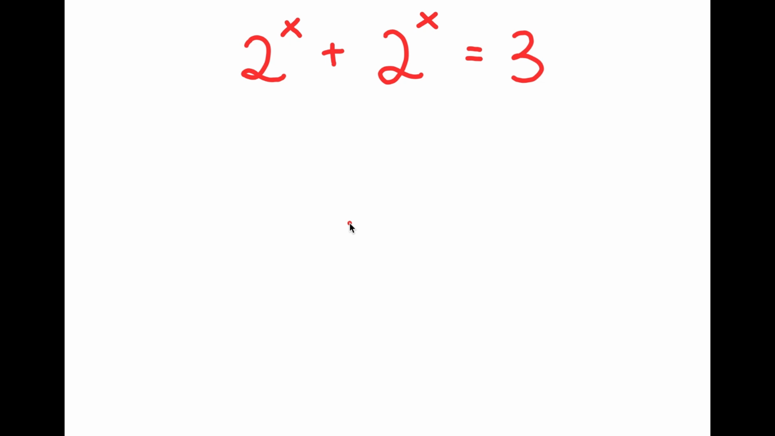Alright, so in this problem, I have 2 to the power of x plus 2 to the power of x is equal to 3.